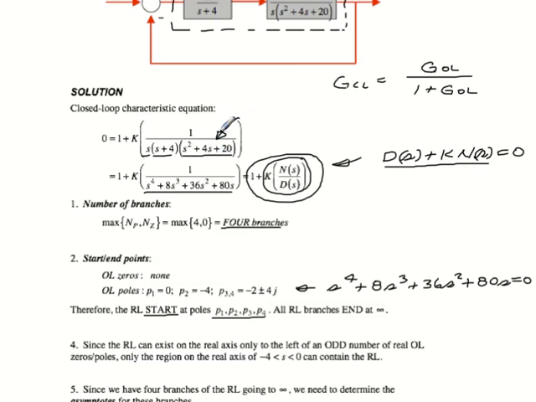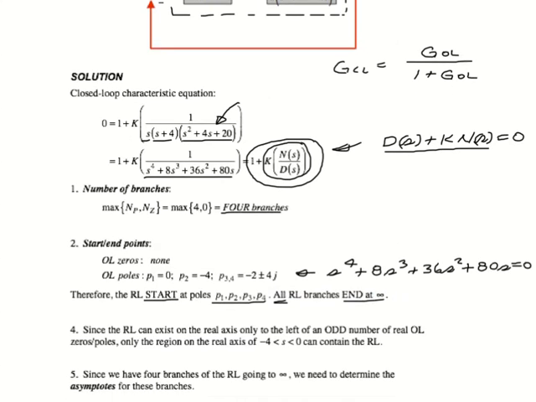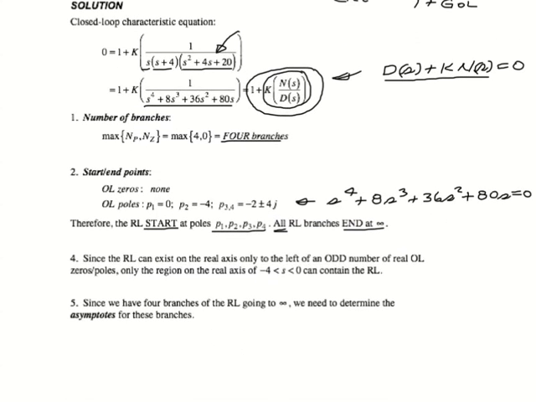We also know that the root locus branches end at either open loop zeros, and whatever is left over, the rest of them end at infinity. Well, being we have no open loop zeros, then they all end at infinity. So that tells us in advance we're going to have to do some work here in finding some asymptotes.